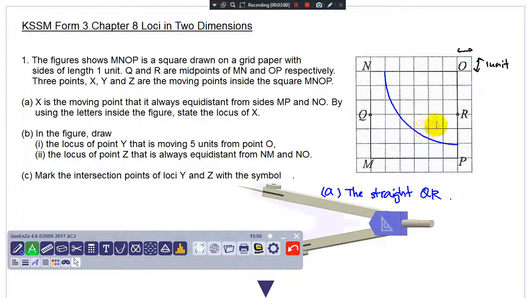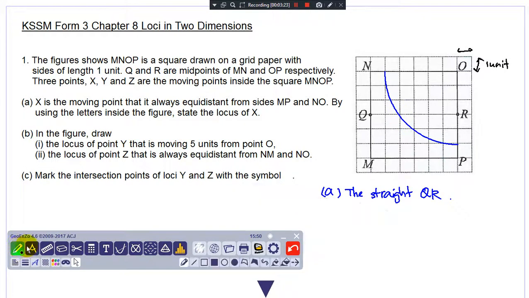Okay, so I think the diagram, maybe just now I changed the size so it became not really accurate. You see here, this one should be exactly 5 units. 1, 2, 3, 4, 5. It should be here, but it goes up a little bit. So this is the locus of point Y.